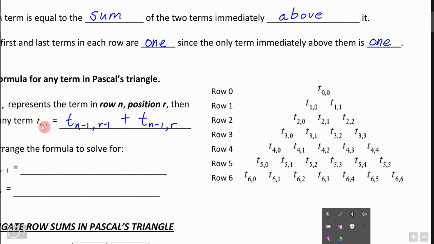So for any term that you want, t of n, r, let's say I wanted t of 2, 1. How would I find t of 2, 1? Well, I take the value of n, which is 2, subtract 1, and I get 1. And 1 subtract 1 is 0. So I go above to the left, t of 1, 0. And I add it to the term at r minus 1, so t of 1, 1, right here. So basically, this is a general way of expressing how to find a term as the sum of the two terms immediately above it.